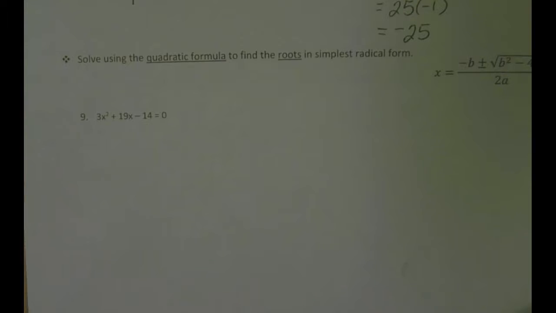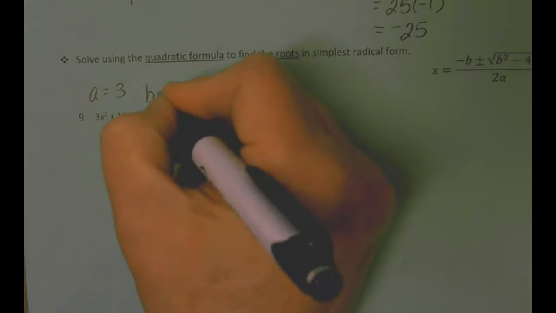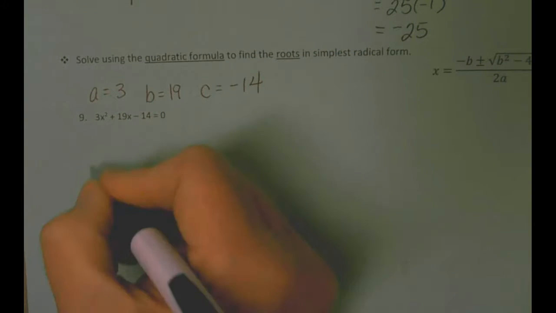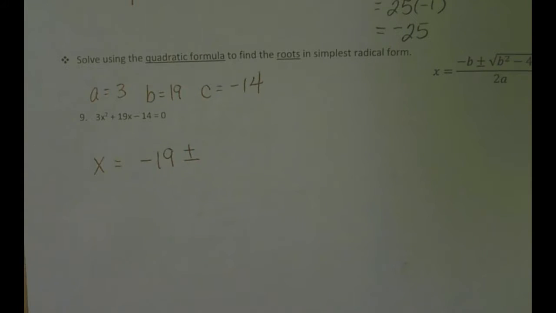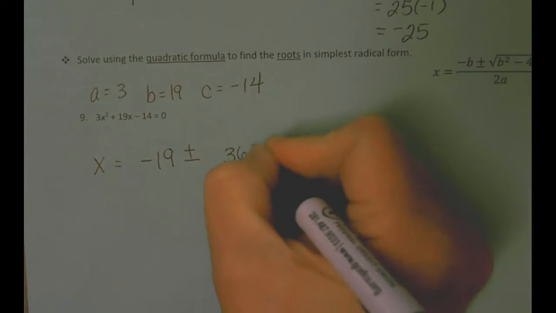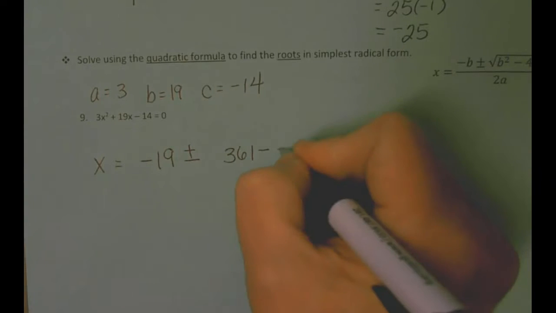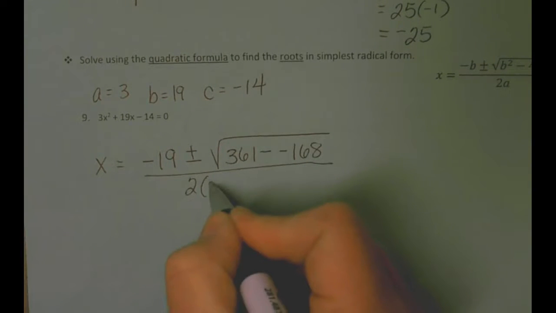The next one is solving using the quadratic formula. So A is going to be equal to 3, B is going to be equal to 19, C is going to be equal to -4. So X is going to be equal to -B plus or minus 19 squared, 361 minus 4 times 3 times -4. And so minus 168, all divided by 2a.